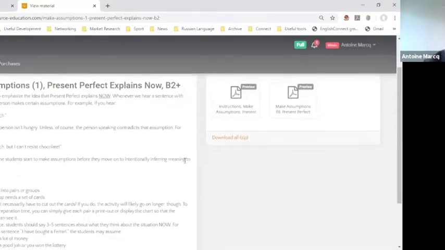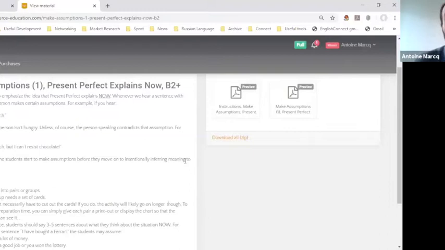So again, this activity is called Make Assumptions. This activity is made to emphasize the idea that present perfect explains now. Whenever we hear a sentence with present perfect, that person makes certain assumptions. For example, if you hear, I've already eaten lunch, you assume that the person isn't hungry. Unless, of course, they contradict themselves.